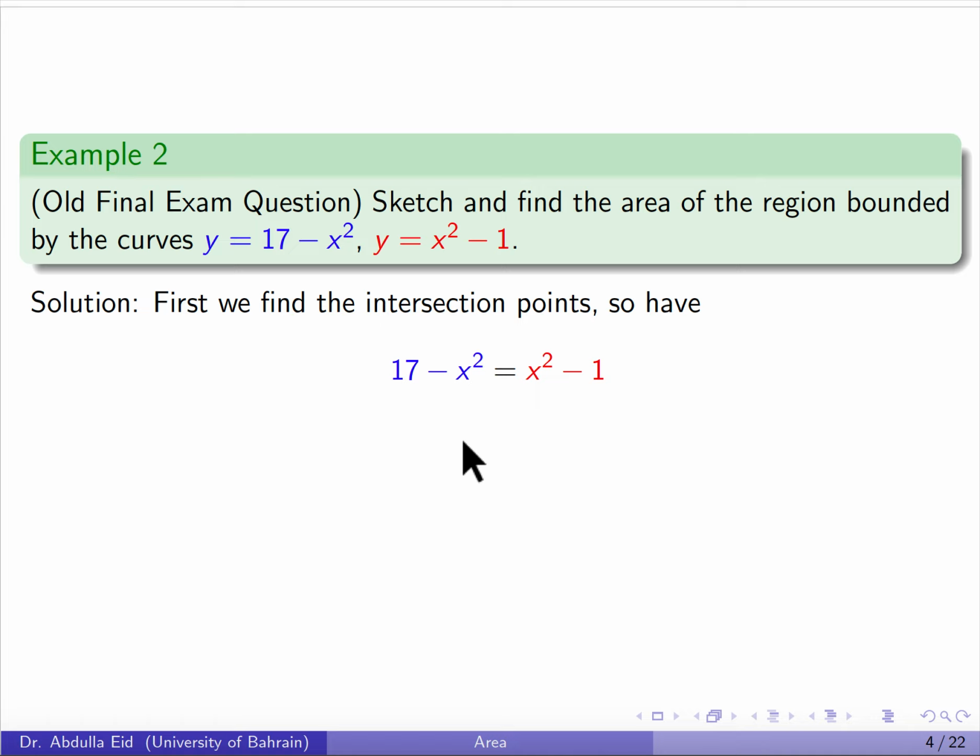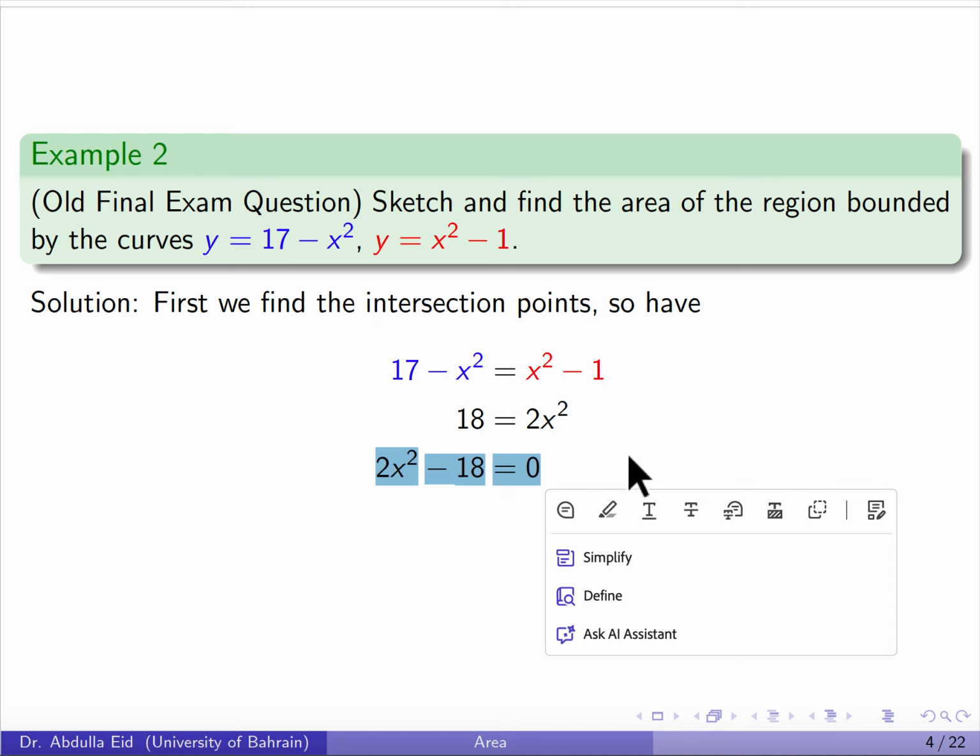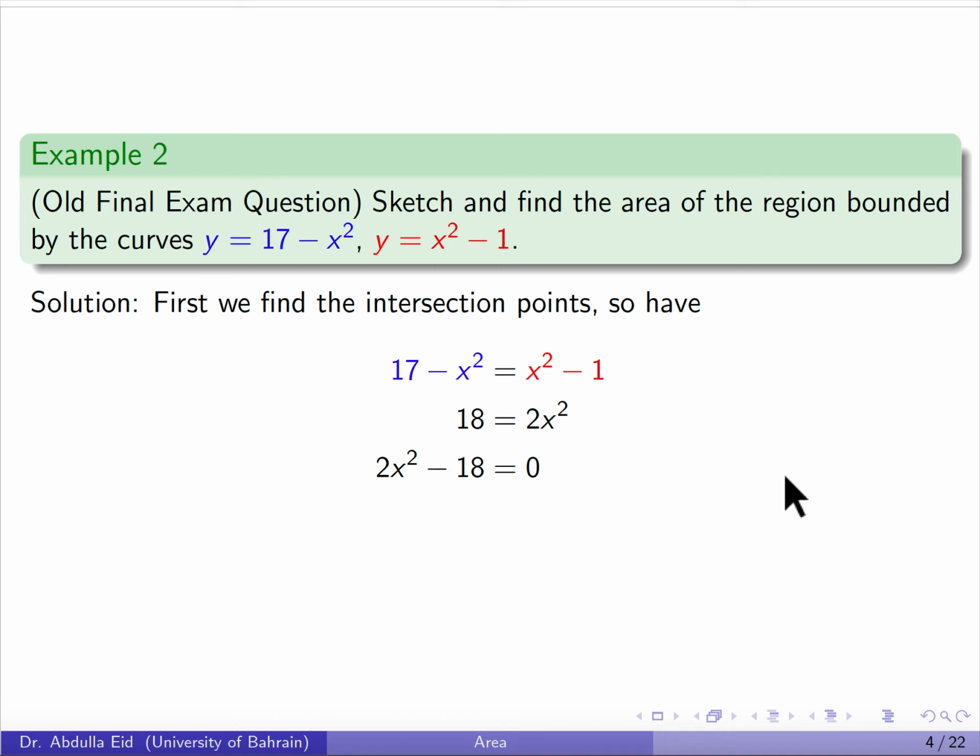Now this is a very simple equation. Just move x squared to one side, move the -1 to the other side. We end up with 18 equal to x squared. Take 2x squared, or take 18 with 2x squared, we get 2x squared - 18 equal to 0. Now this is a quadratic equation. We can solve it by the quadratic formula, or we can just use the solver in the calculator, and the two answers that we are expecting to get are -3 and 3.